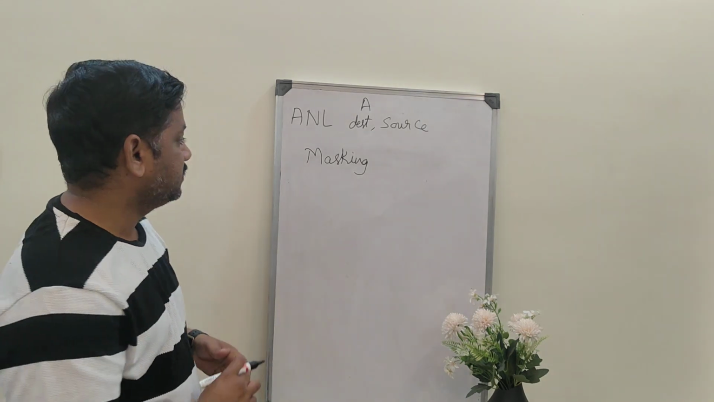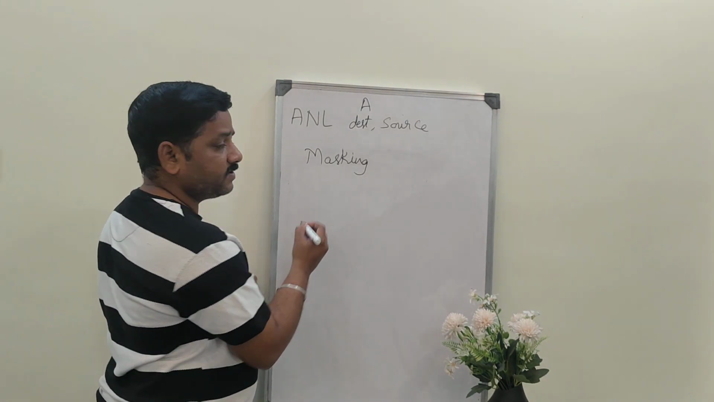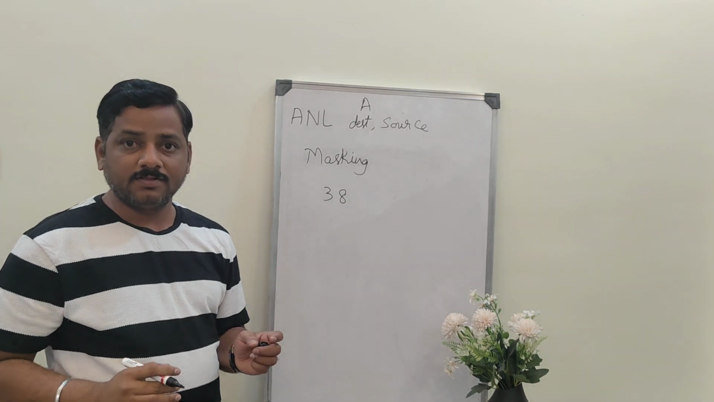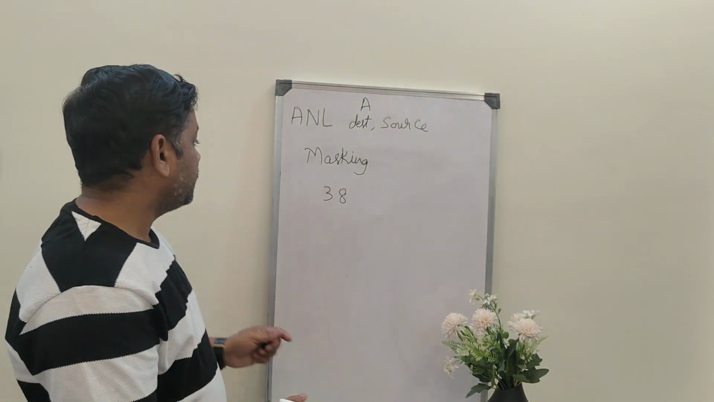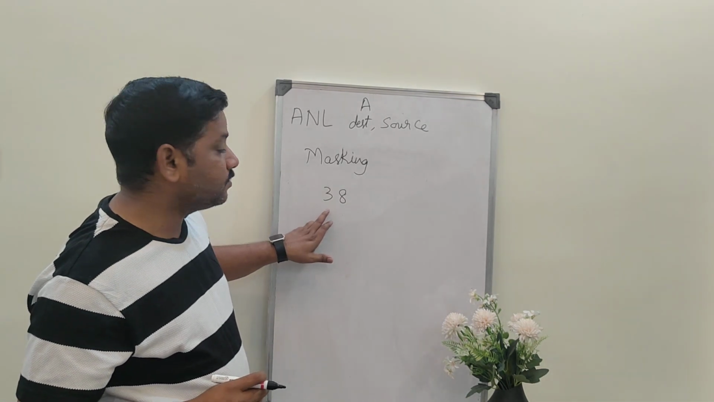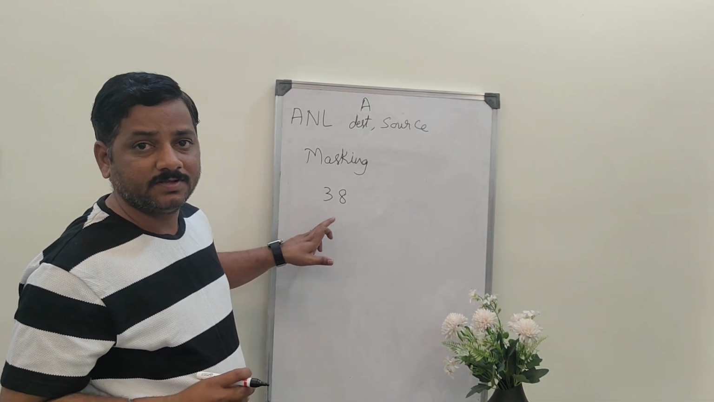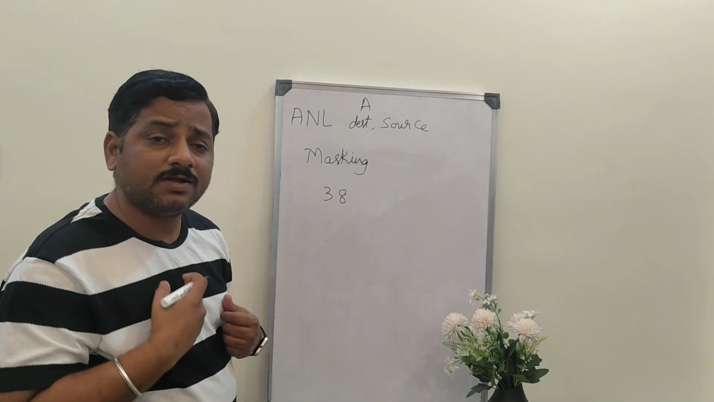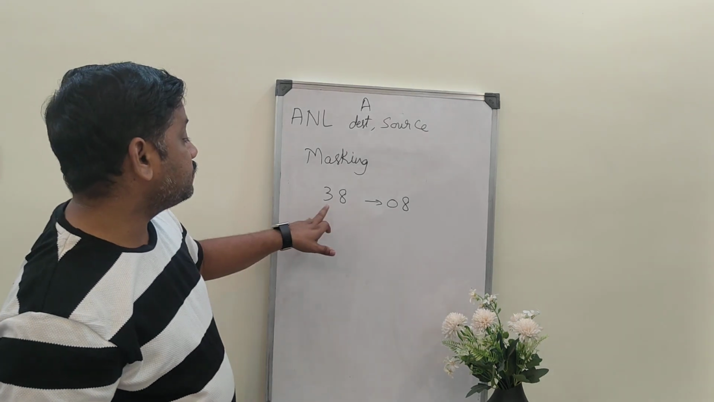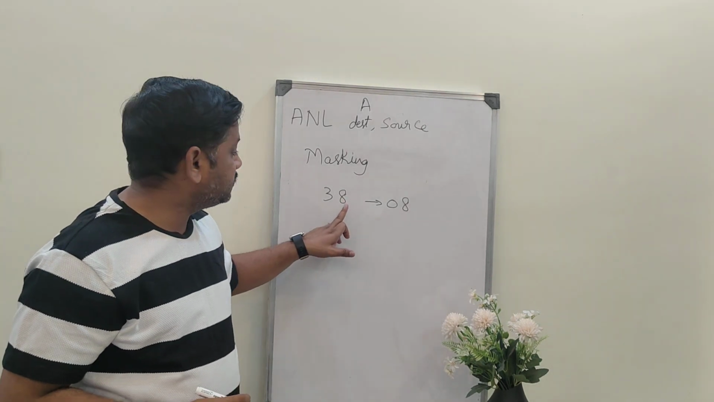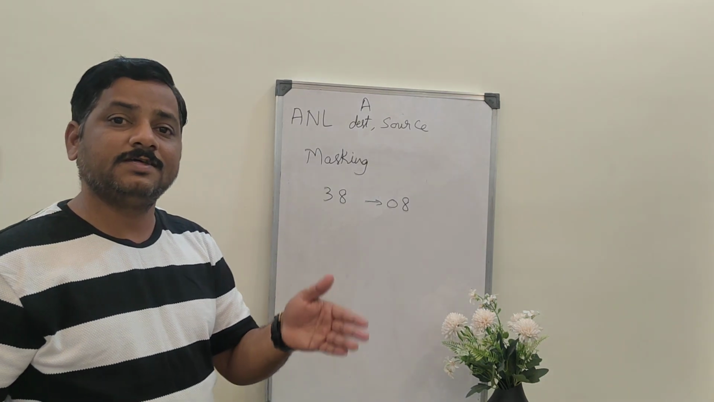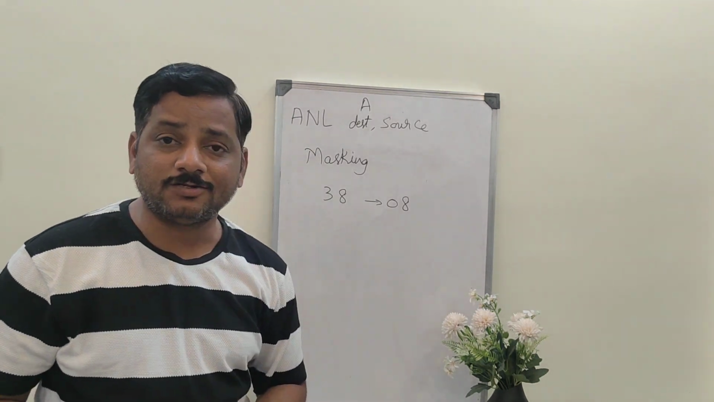For example, let me take one example. Say I have the number 38. I will put it in the accumulator and I want to mask this 3. I just want to read 8. I don't want to have this 3 here. It means I have the input as 38 but I want to read only 08. I want to mask the higher nibble. This is the lower nibble, this is the higher nibble. So to mask a higher nibble, I can make use of AND logic.